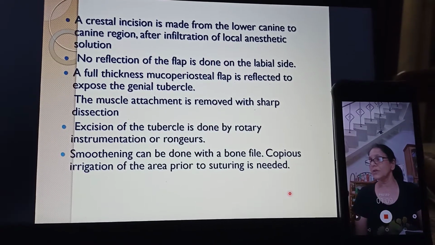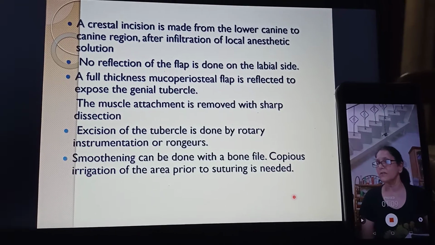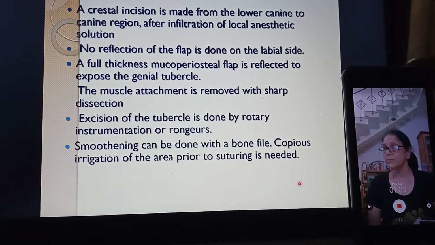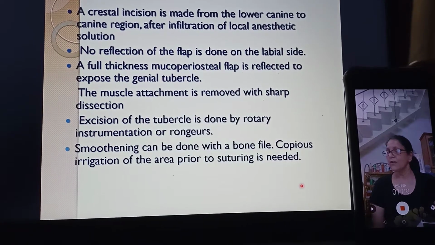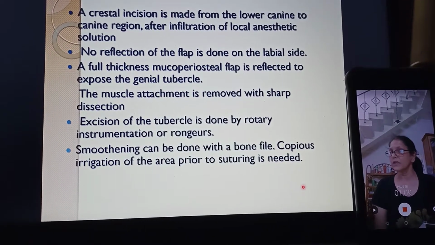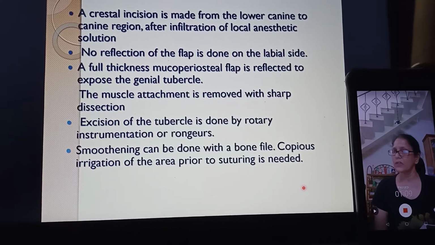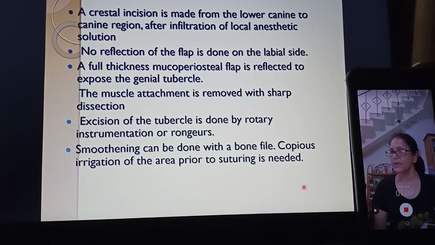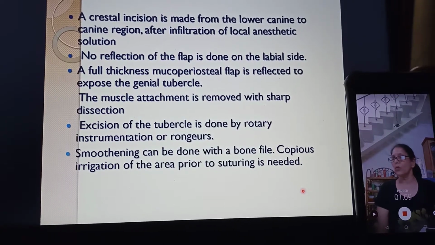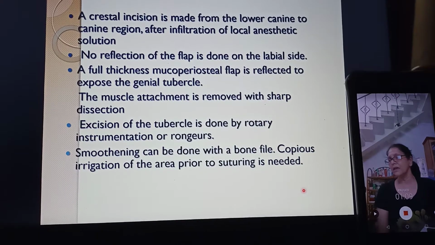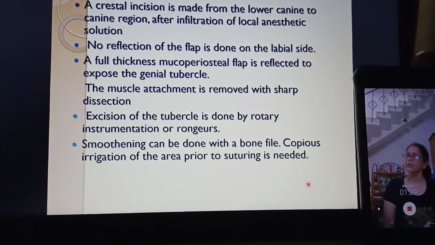Now coming to the separation of the muscle attachments. The genioglossus muscle which is attached should be removed with a sharp instrument, following which excision of the tubercle is carried out using a rotary instrument, and then it should be smoothened properly with a file, and this entire procedure is done under copious irrigation of saline. All the debris of the bone should be removed prior to the suturing.